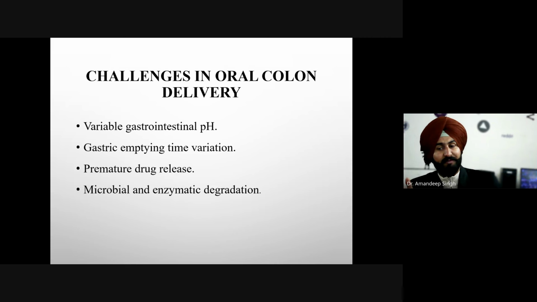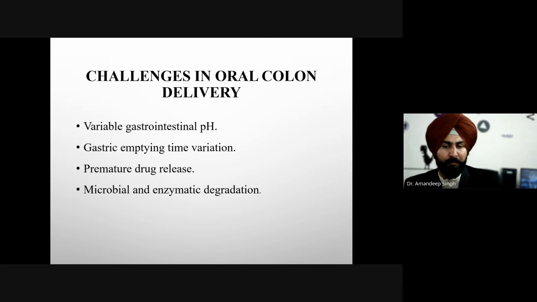Yes, in case of disease, such as ulcerative colitis or colon cancer, the gastric emptying time varies from one person to another, so it is also a big challenge. Another important point I want to discuss here is that the pH also varies. At the colitis site, the pH rises. So during formulation, the choice of polymer is highly mandatory, so that it can withstand the variable pH.